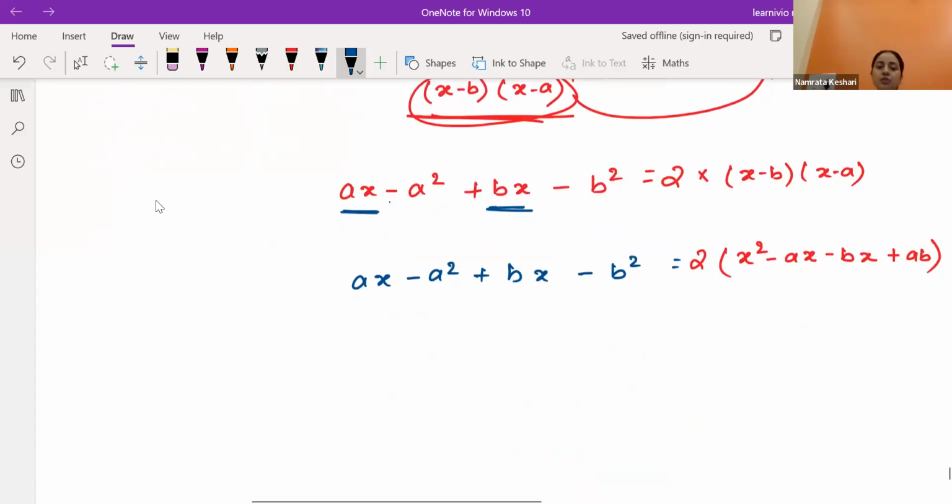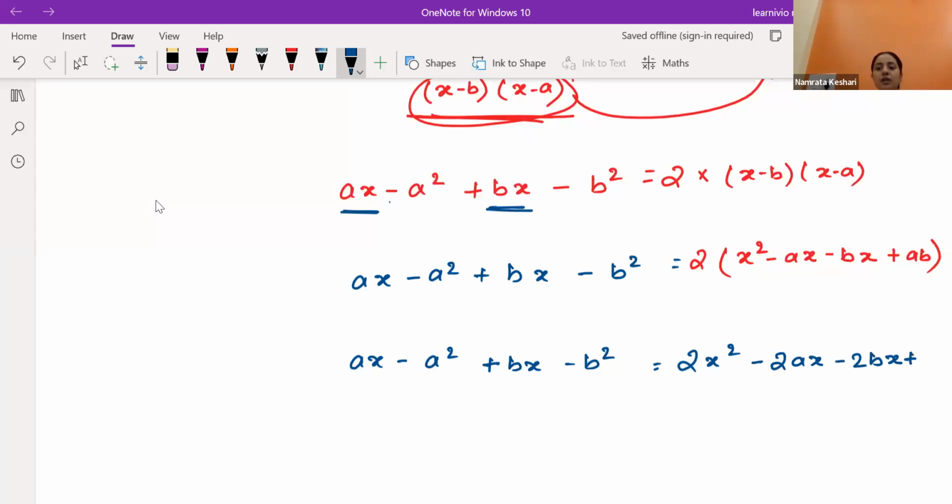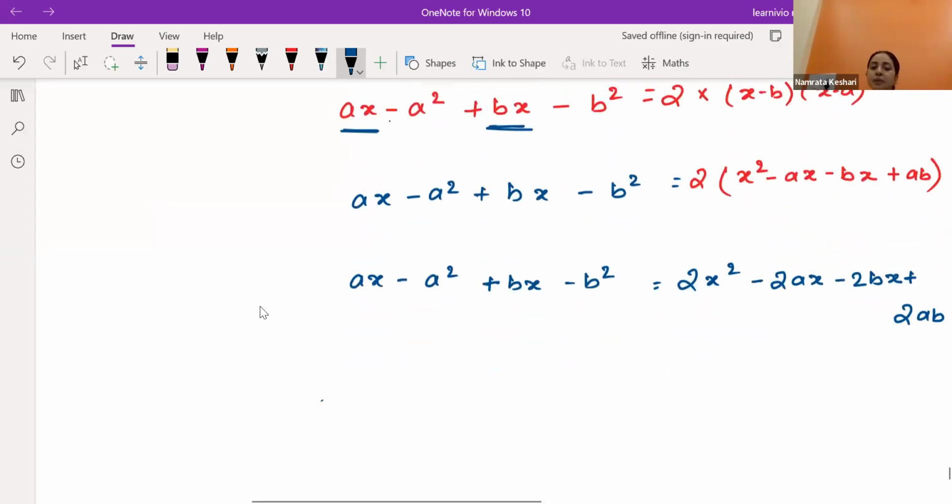Okay. So we'll be having ax minus a square plus bx minus b square is equals to, let's do the multiplication, 2x square minus 2ax minus 2bx plus 2ab. Okay. Now let's keep everything on one side. So let's bring this x square and everything on this side. It will be minus 2x square plus 2ax, plus 2bx, minus 2ab.